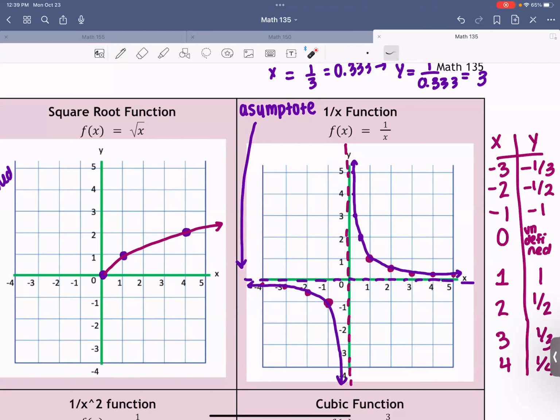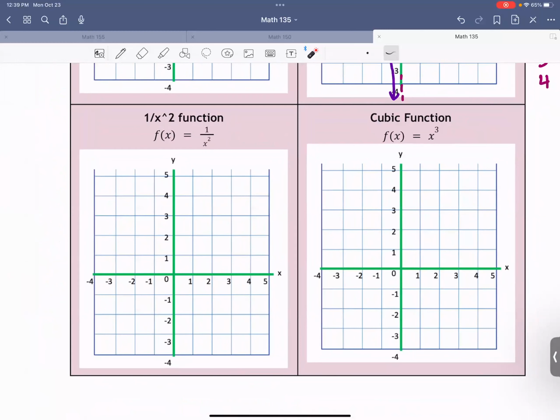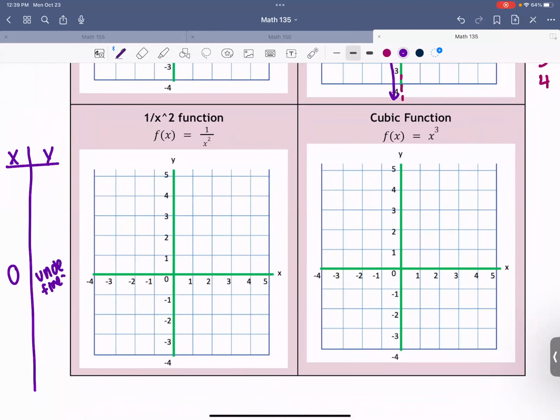Okay. Let's go to 1 over x squared. All right. So this is also a rational function. I think you might be thinking now that there might be an asymptote here, which there is. Okay. Let's plug in some x values. When x is 0, what do you think y is going to be? Undefined, right? 1 over 0 is, well, undefined. Okay. When x is 1, what do you think y is going to be?